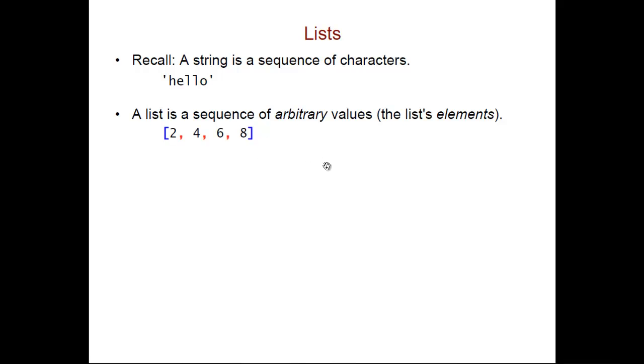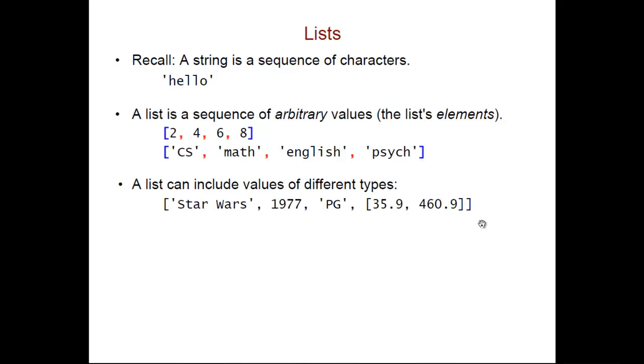Now, it doesn't have to be integers. Here I have a list of strings. So each element of the list is a string. So we have 4 elements here again. And here we actually have a list with different types of values. So the first element is a string, the second element is an int, the third element is a string, and then the fourth element here is itself a list. So you can have a list that is nested inside another list.